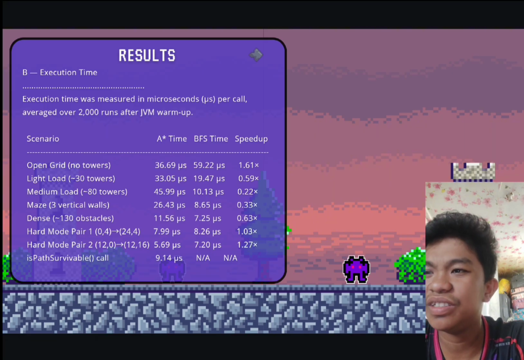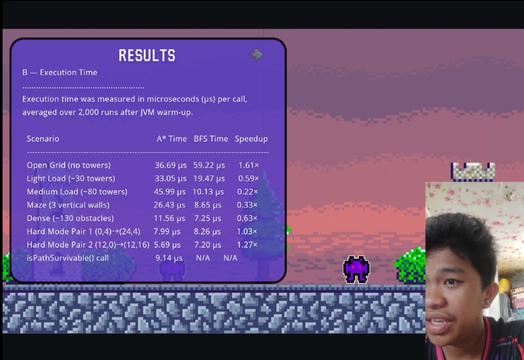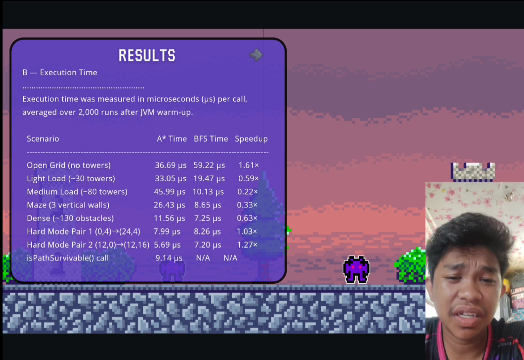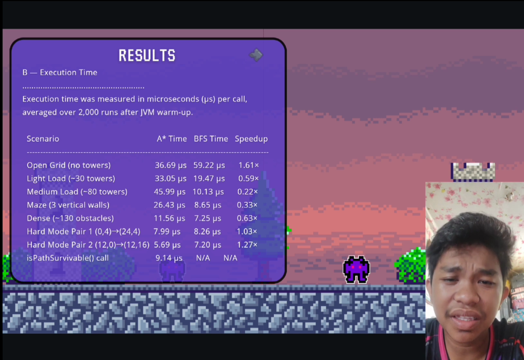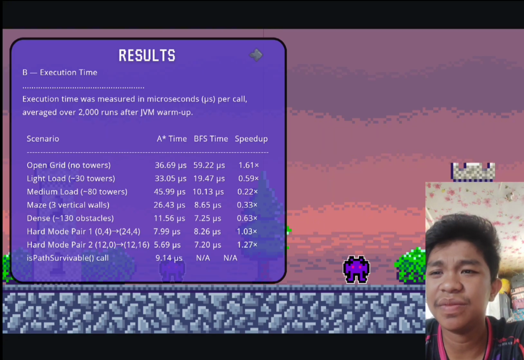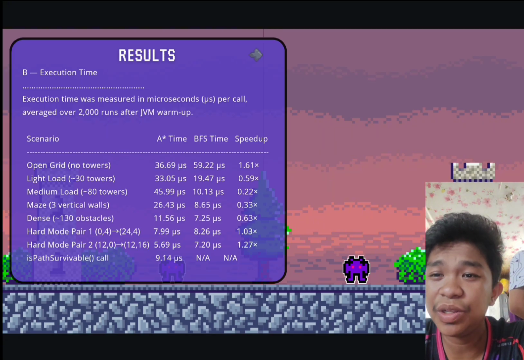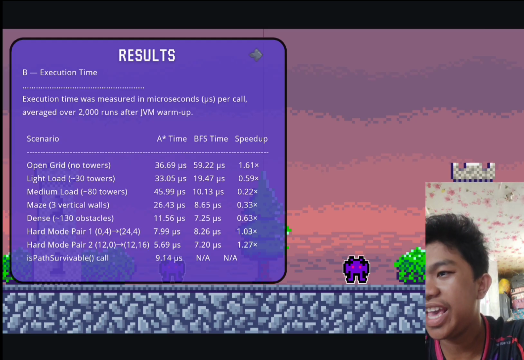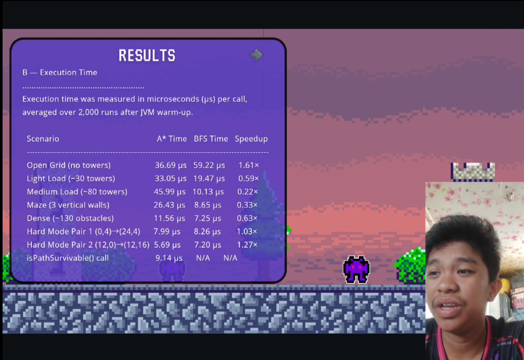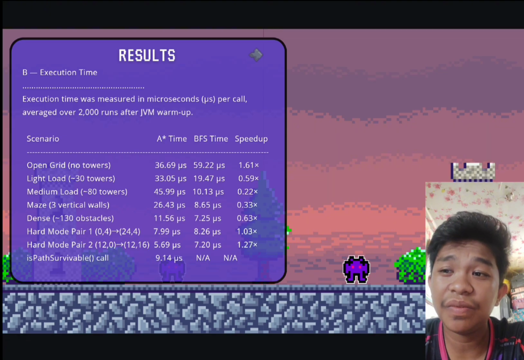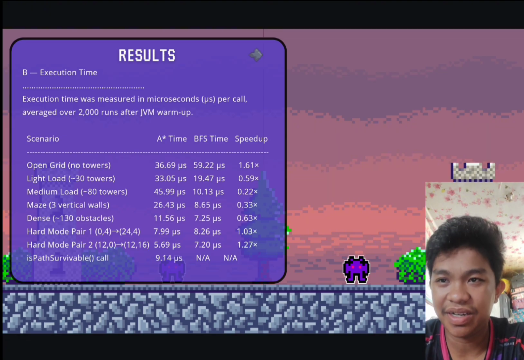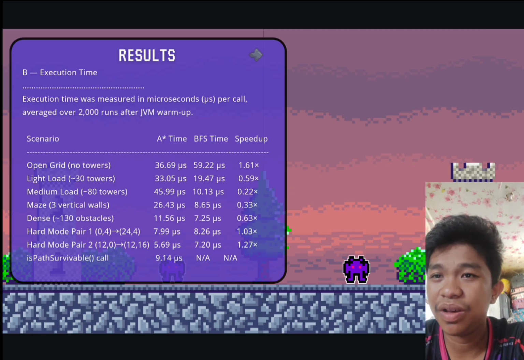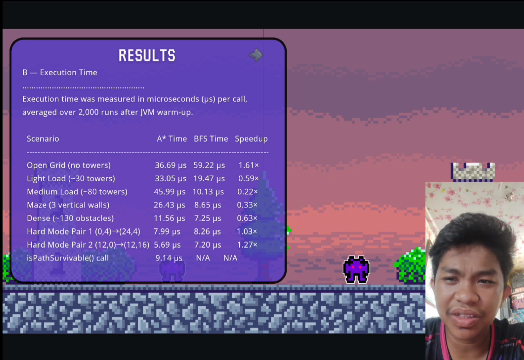Light load, 30 towers. A-star time, 33.05 microseconds. BFS time, 19.47 microseconds. Speedup is 0.59x. Medium load, 80 towers, 45.99 microseconds for A-star. BFS time, 10.13 microseconds with a speedup of 0.22.